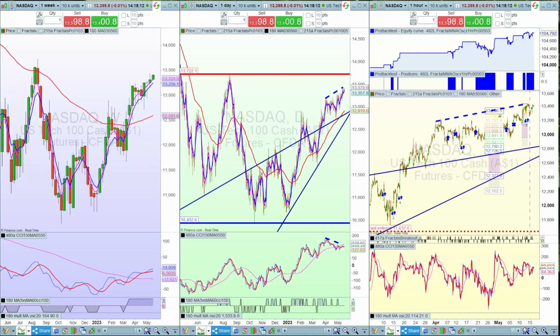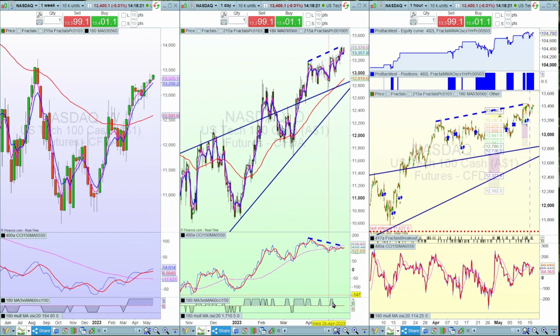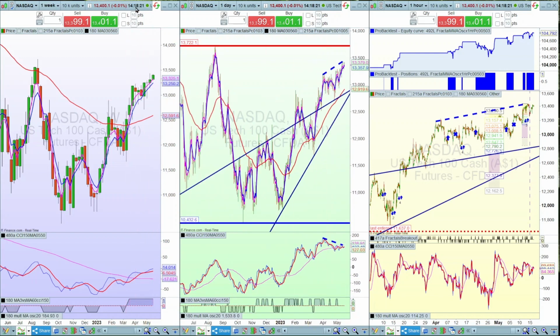Today is May 16, 2023. This is the NASDAQ price update. You can see here on our weekly, it's in a bullish momentum, and the daily has broken down to a neutral momentum. So let's look at each of these.